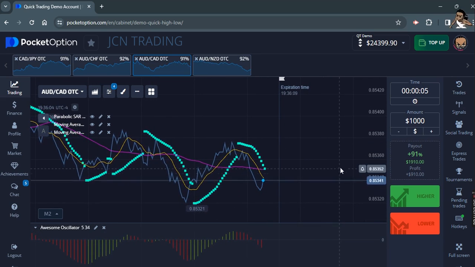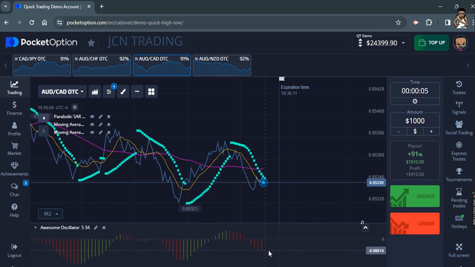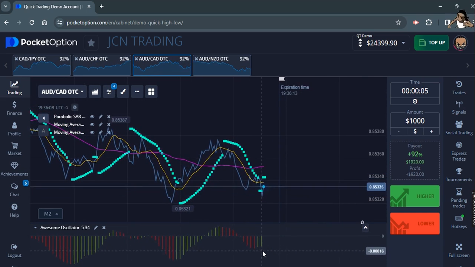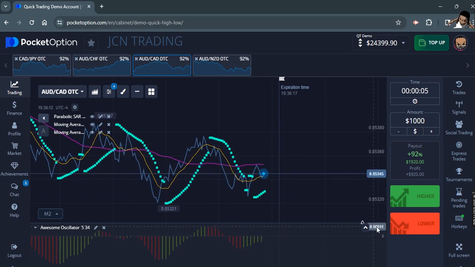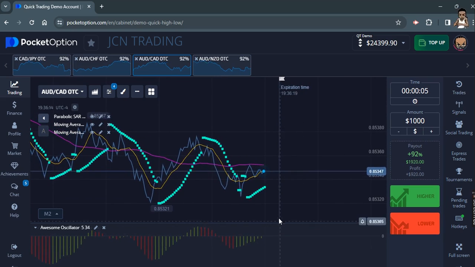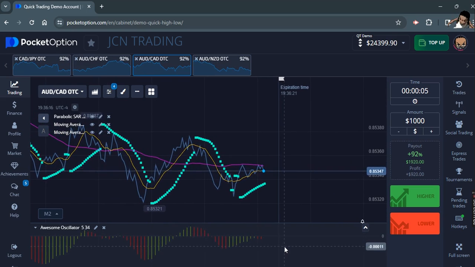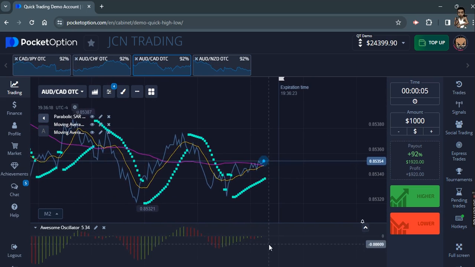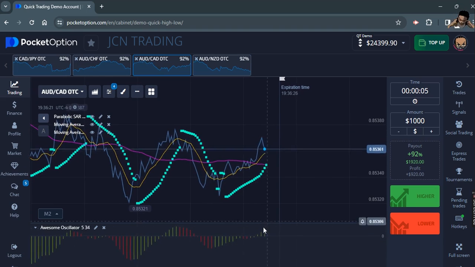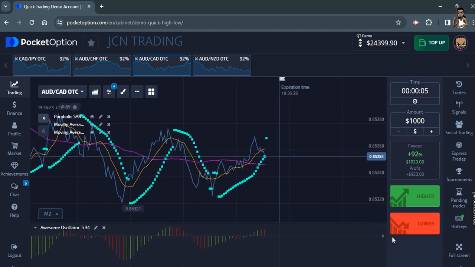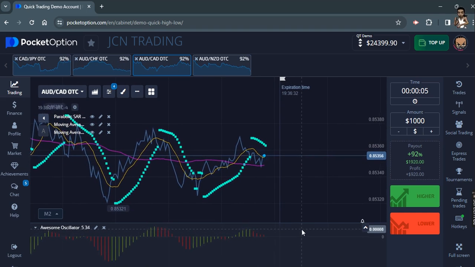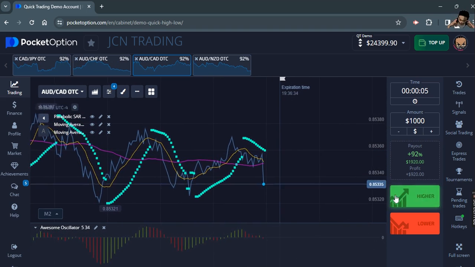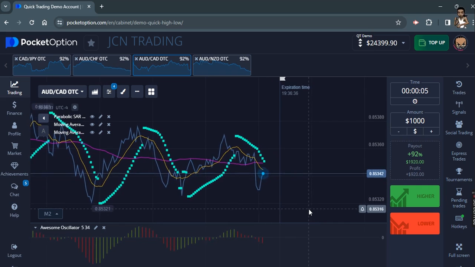Guys, if you pay attention, if the bars are under the zero line like so right now, that means it is a sell market, or short trade, lower trade, it is going down. It's bearish, right? If the bars are above the zero line, that means it is a bullish market. It's a higher market, a long trade, green, whatever you want to call it, guys.